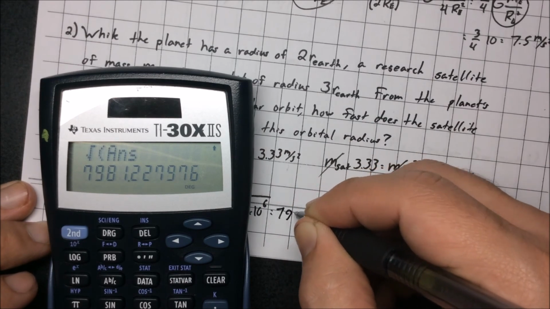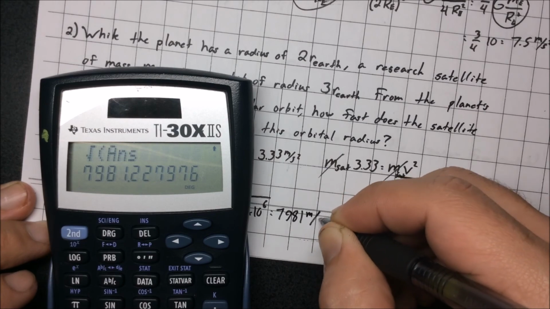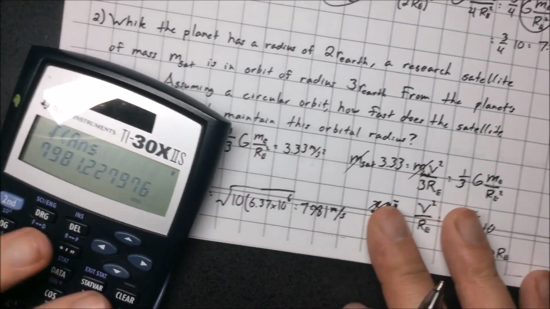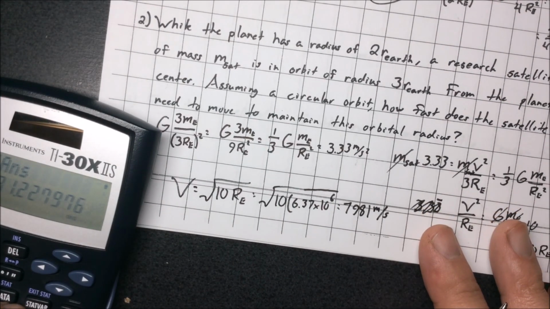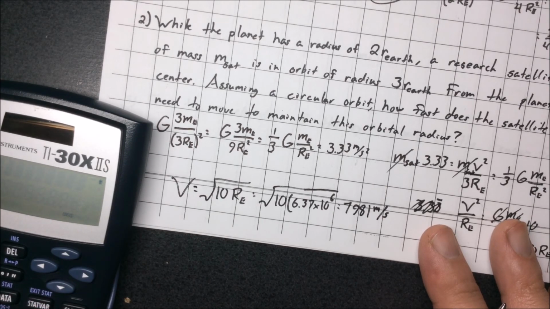And we're going to be at a velocity of 7,981,000 meters per second. So that's awfully fast. But yeah, you're in orbit, so you do need to travel awfully fast. About 7 or 8 kilometers a second for this planet. All right, we'll wrap that one up there.